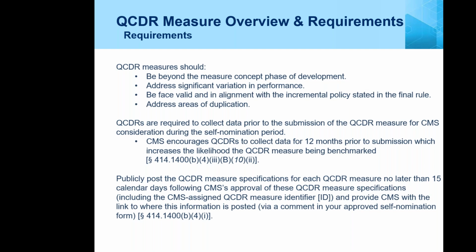And again, as we discussed on the timeline, the QCDR must publicly post the measure specifications for each measure no later than 15 calendar days following approval of these measure specifications. This includes the ID, and then the QCDR must also provide CMS with a link. You can send that information in the self-nomination tool via comment, telling us where the link is and when the information was posted. Next slide, please.